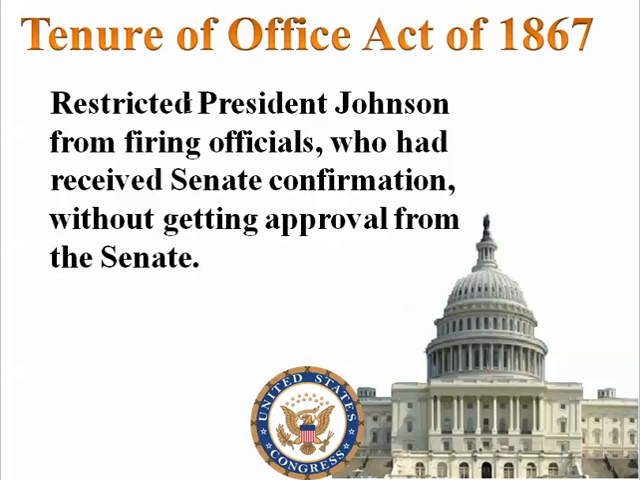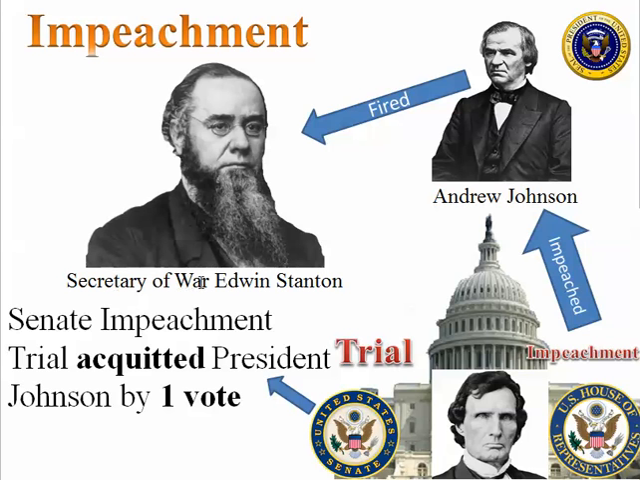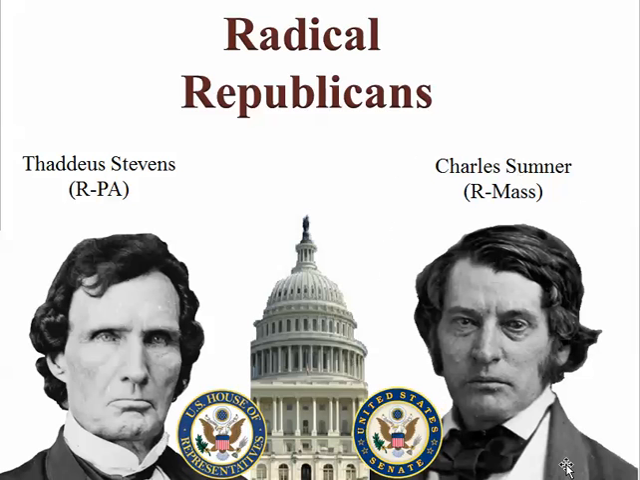So the first thing Johnson's going to do is fire someone, violating this Tenure of Office Act that was created by these radical Republicans. He's going to fire Secretary of War Edwin Stanton, who was nominated by President Abraham Lincoln and confirmed by the Senate. Under the law, Johnson could not fire him unless he got approval from the United States Senate, which would have meant getting approval from Charles Sumner and his radical Republicans in the Senate.